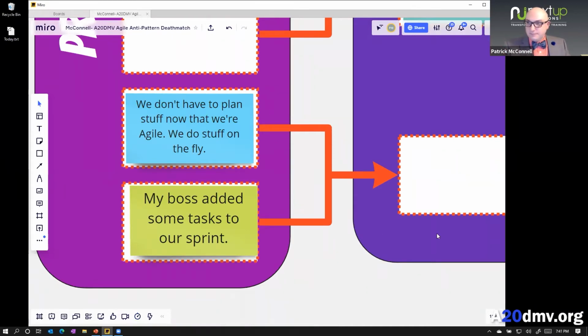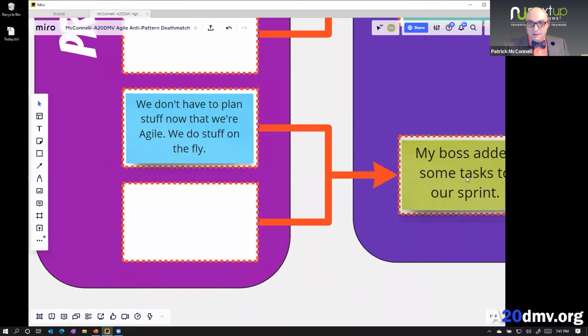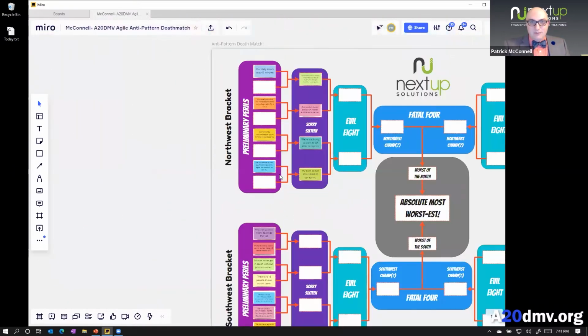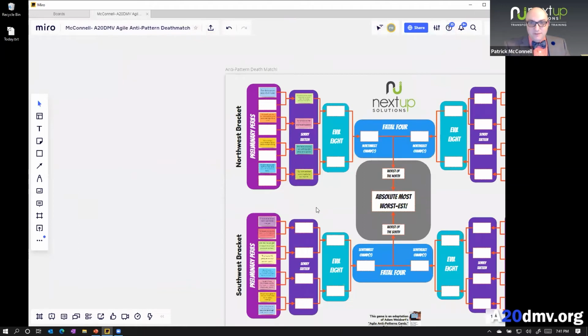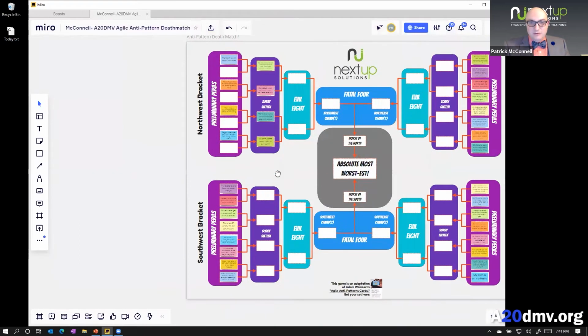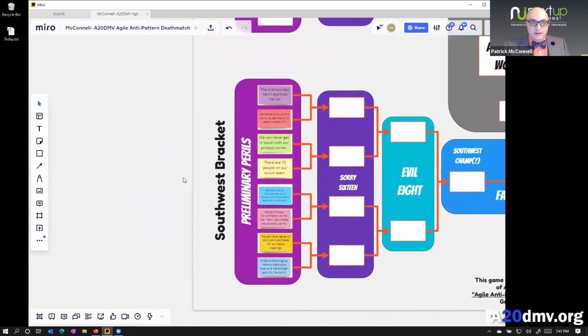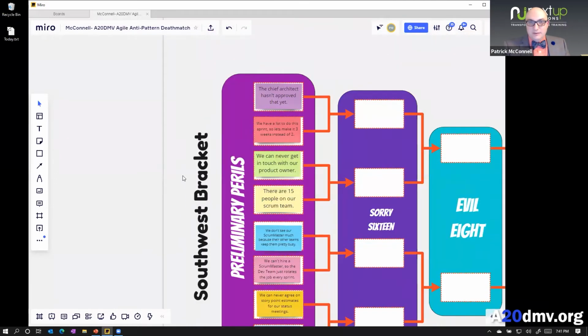All right. Let's see there. Okay. I think this one's a little closer. All right. I think maybe the bottom one just has it by a nose, a buzzer beater. All right, that wraps up the preliminary perils for the Northwest bracket. Now let's go to the Southwest. Here we go. Everybody clear your votes again.